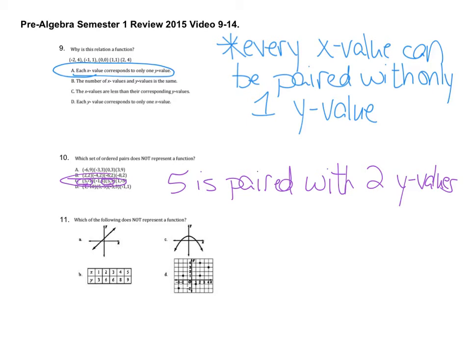Let's look at the table first. Do any of these x values show up more than once? 1, 3, 2, 6, 3, 6, 4, 8, 5, 9. Look at your x values. Do any of them show up more than once? No. Remember, we don't care that this y value shows up more than once. We only care about the x values. So, B is good. Do you remember how we check a graph? We check a graph with the vertical line test.